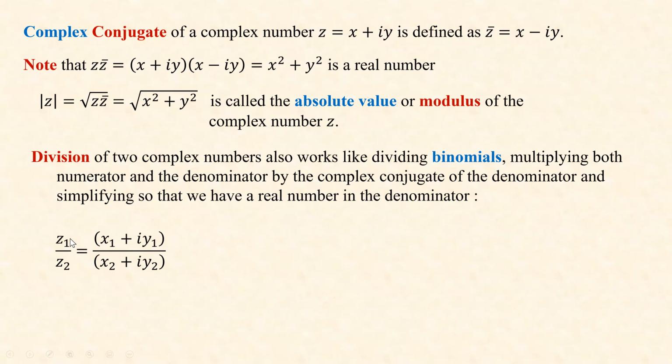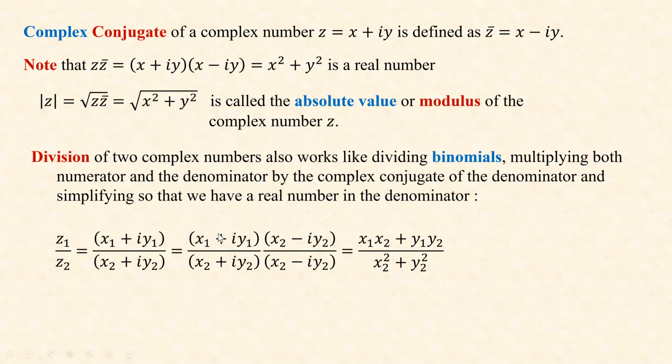If you want z1 divided by z2, it is x1 plus iy1 divided by x2 plus iy2. Now you can multiply both numerator and denominator by the complex conjugate of this, which is x2 minus iy2. You multiply and divide by this, which doesn't change the fraction. And then the denominator becomes x2 squared plus y2 squared, which is real.